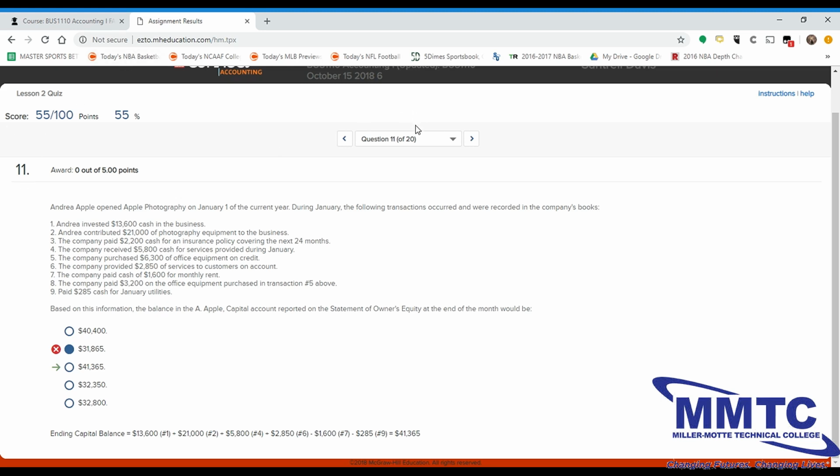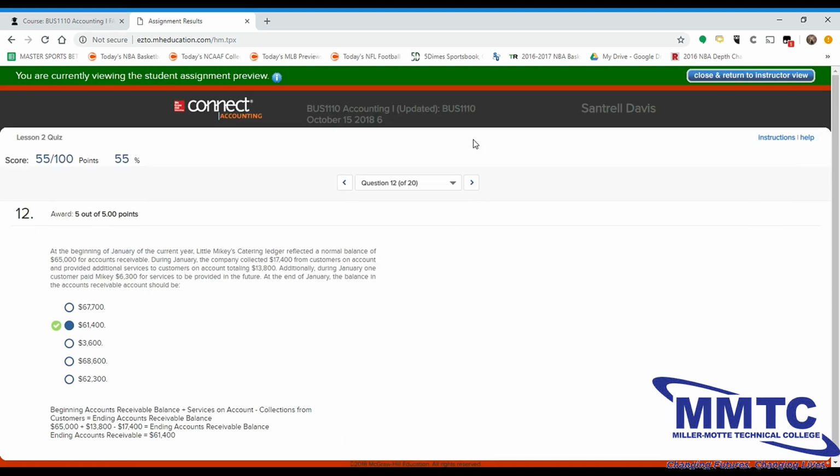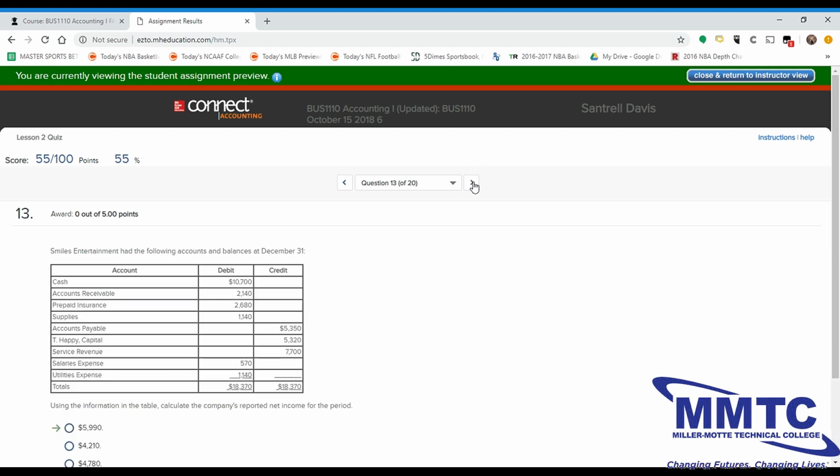And then minus 1,600 was the rent expense. You know that goes, right? Minus 1,600, you paid your rent. Minus 285, you paid in utility. So your answer should have been $41,365. So the only thing that didn't go into that formula was that 2,200 that we were talking about, because it was a prepaid expense. Because it was something that we haven't actually expensed right now. Okay, got that one.